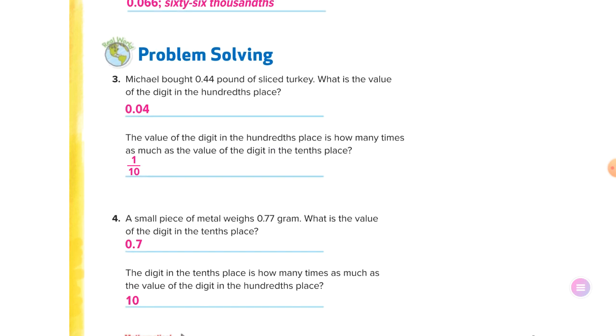A small piece of metal weighs 0.77 grams. What is the value of the digit in the tenths place? It gives it to me as a decimal. Colby, can you give me that number as a fraction? Number 4. The bottom one? Nope, the top one.